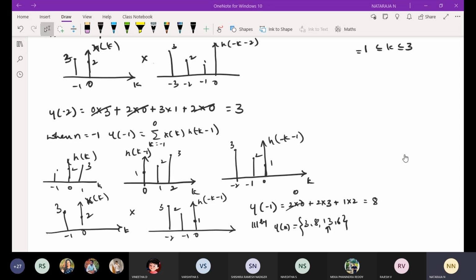Got the answer, everyone? Yes, sir. Can anyone show me the answer, please? I want the graphical representation. H of minus k, I want. H of minus k plus 1, I want. Show me the answer. Varshita, CR madam. Okay.